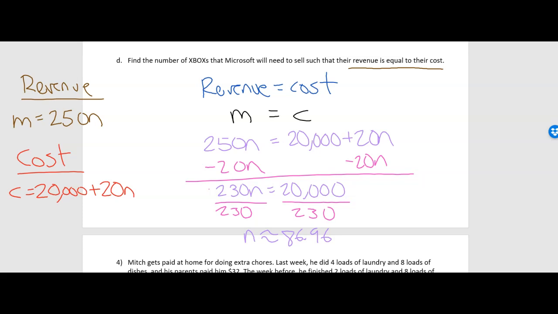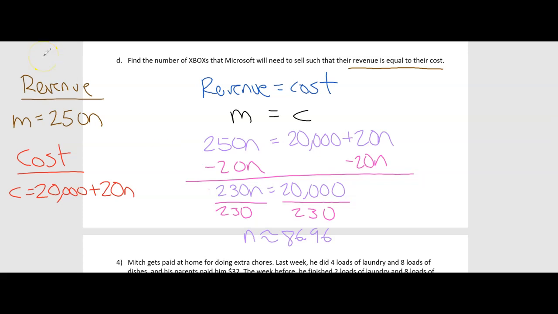So there's not a single number actually where they'll have their cost exactly equal to their revenue, right? If they sold 86 Xboxes, then their cost would be slightly more than their revenue. And if they sold 87 Xboxes, then their revenue would be slightly more than their cost. So it's between the 86th and 87th Xbox where their revenue is going to pass their cost. So once they get to 87 Xboxes, they will be in profit. Their revenue will be greater than their cost.